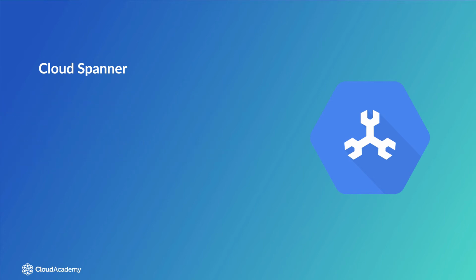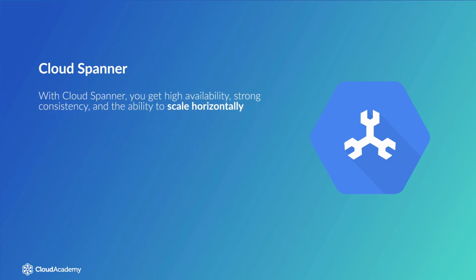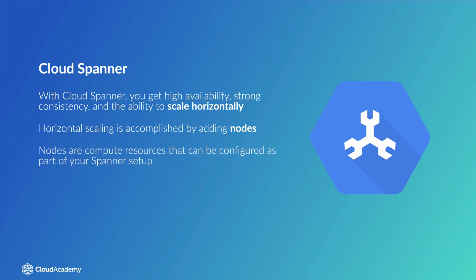So let me be a little more specific. With Cloud Spanner, basically, you get high availability, strong consistency, and the ability to scale horizontally. And this last point is accomplished by adding nodes. So nodes are compute resources that can be configured as part of your Cloud Spanner setup. What they do is they add CPU and RAM resources to your Spanner database, and they allow you to ensure strong performance even across many geographic regions.